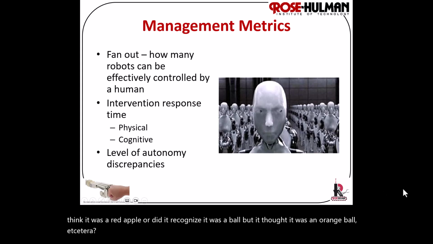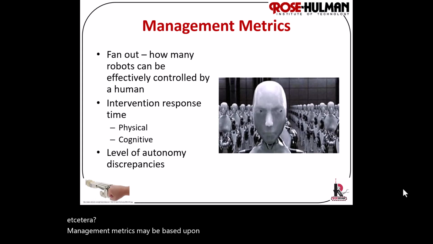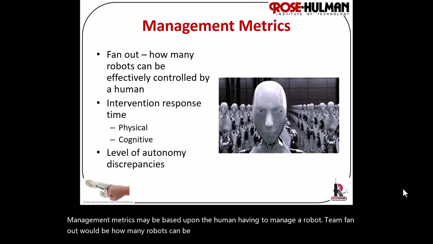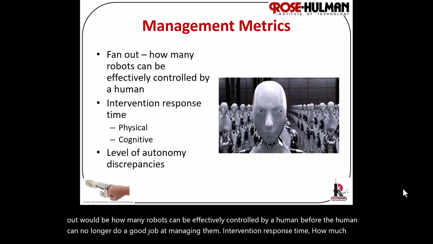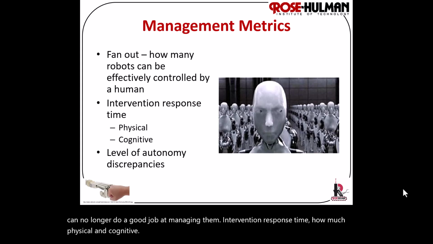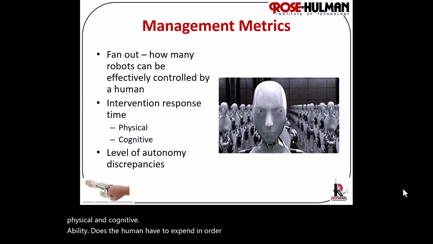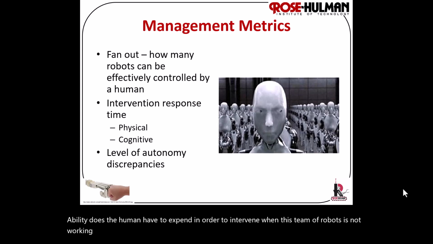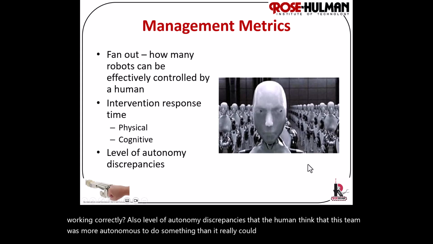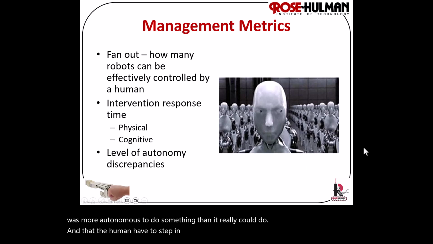Management metrics may be based upon the human having to manage a robot team. Fan out would be how many robots can be effectively controlled by a human before the human can no longer do a good job at managing them. Intervention response time: how much physical and cognitive ability does the human have to expend in order to intervene when this team of robots is not working correctly? Also, level of autonomy discrepancies. Did the human think that this team was more autonomous to do something than it really could do? And did the human have to step in? Or is the human doing too much where the robots were autonomous enough to complete some things?